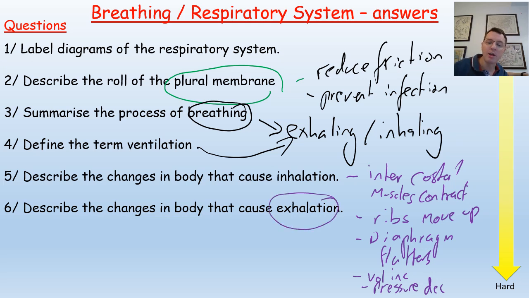Well, exhalation is all the changes we've just mentioned, but just in the opposite way. Intercostal muscles will relax, the ribs will move down and in, the diaphragm will become dome-shaped, volume will decrease, and pressure increase, and air is forced out.